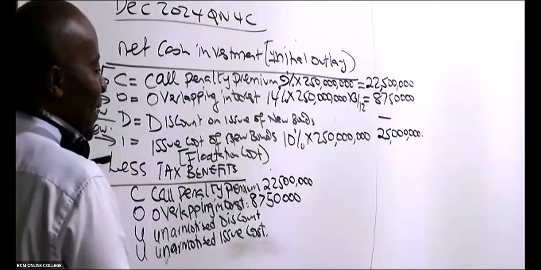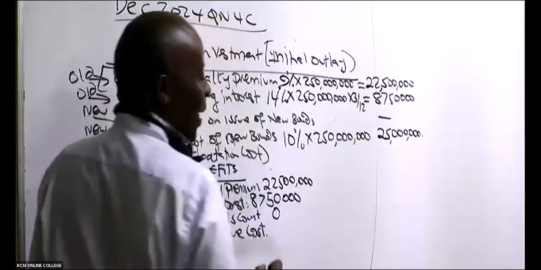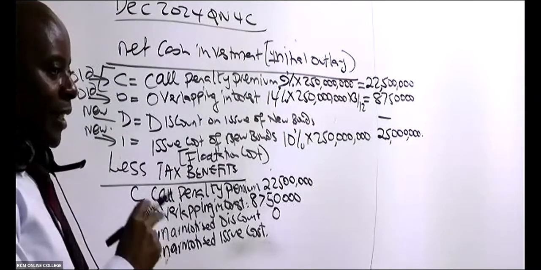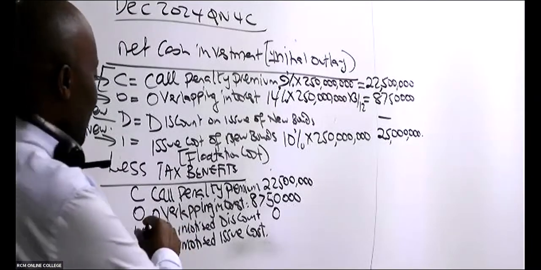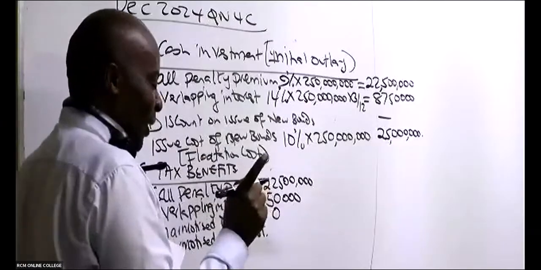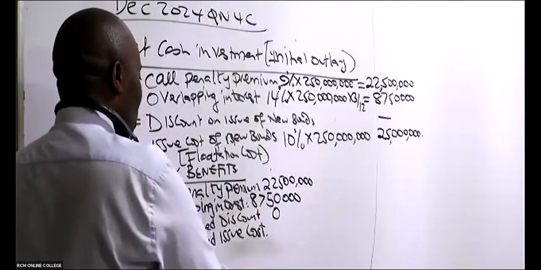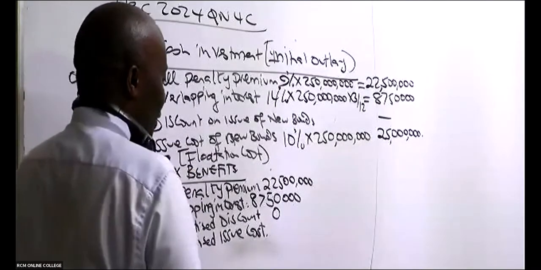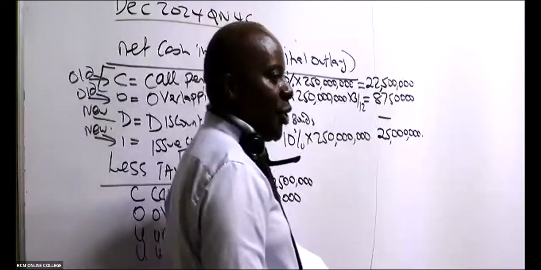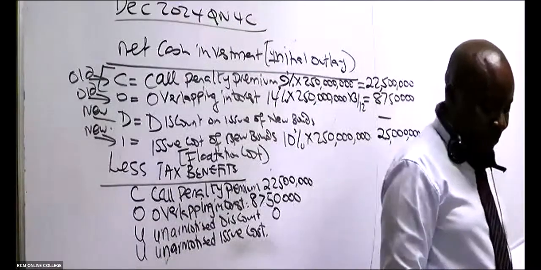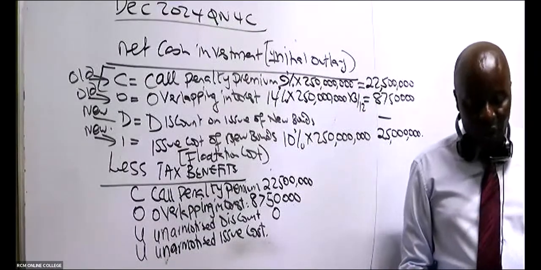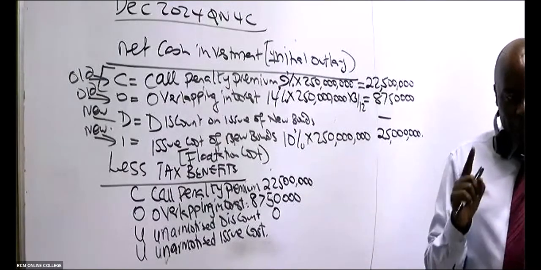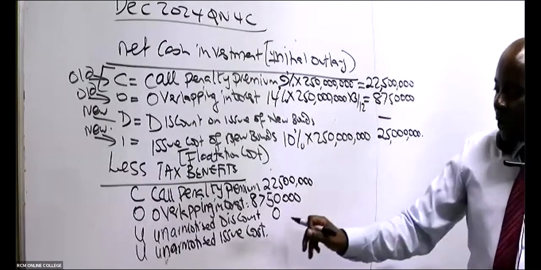So for the unamortized discount, this question does not have anything to do with the discount. So then we have the unamortized issue cost. When it is unamortized, it means for the old bond. Everything under here is for the old bond. Old bond values. So is there somebody who is able to see an unamortized issue or flotation cost? How much? 900,000, right? 900,000.